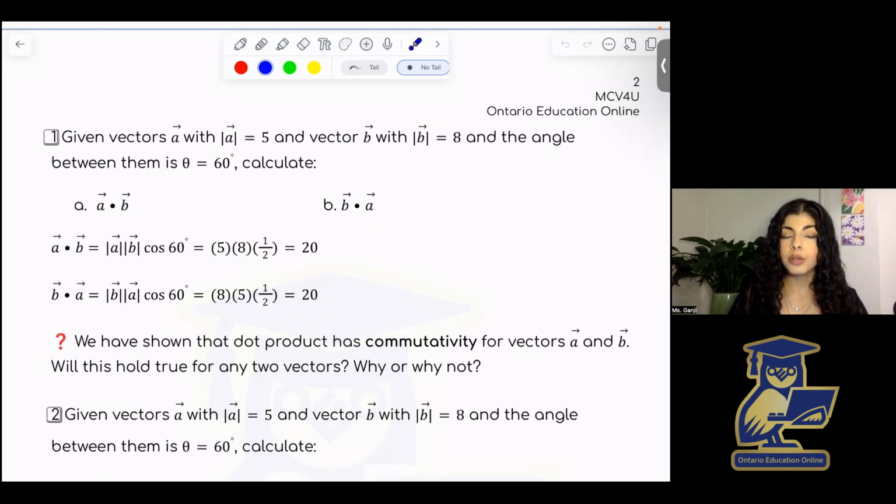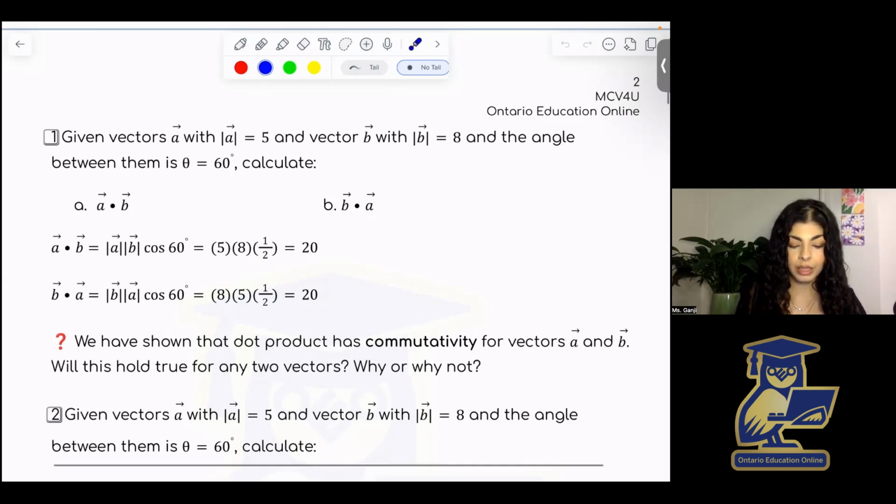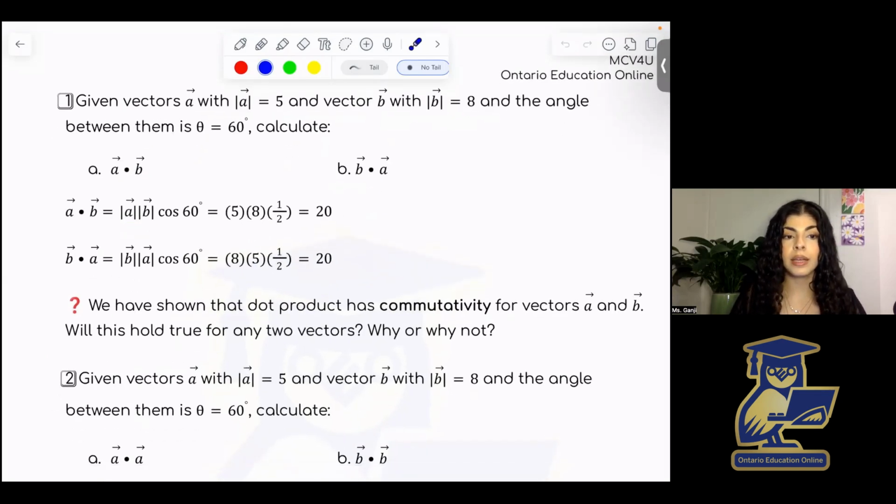I hope you conclude that yes, it does hold for any vectors, because when you change the order of A and B, all you're doing is changing the order of the magnitudes, and these two are scalars. Because multiplication of scalars is commutative, the two outputs are going to be the same. So yes, this is equal to this.